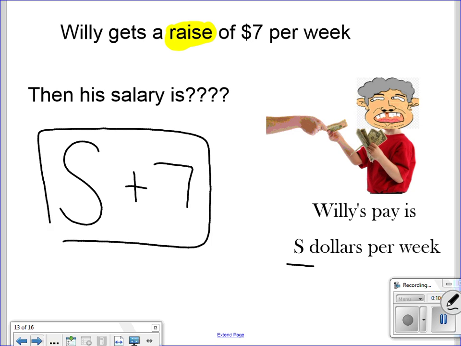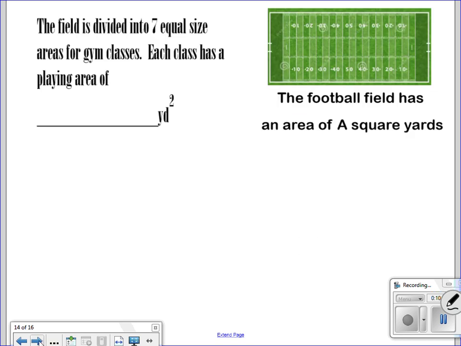Here's your algebraic expression. Make sense of it. Plug numbers in. Here's another one. And I'm almost at my time limit. The field is divided into 7 equal-sized areas for gym class. Each class has a playing area. So the area of the field is A squared. So we're doing something with A. We want to divide however much space is given to us by 7. So if we're dealing with 49 yards, everyone's going to get 7 yards. This is our algebraic expression.